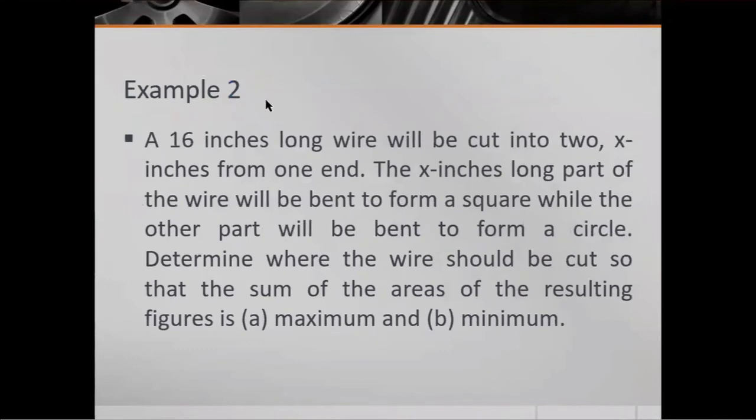Okay, next example, number 2. A 16 inches long wire will be cut into 2 parts, x inches from one end. The x inches long part of the wire will be bent to form a square while the other part will be bent to form a circle. Determine where the wire should be cut so that the sum of the areas of the resulting figures is A, maximum and B, minimum.